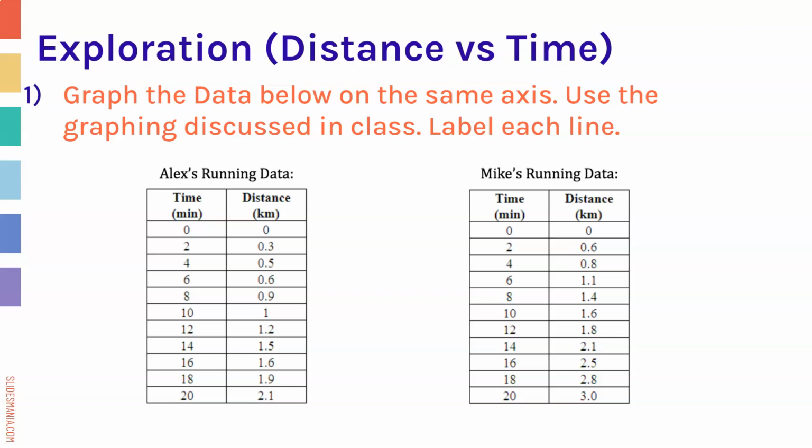You can pause the video here and leave this up on your screen and use the graph paper to plot Alex's running data and Mike's running data. Now, please do it as a plot graph, so like dots. Do not do a bar graph. Do not do anything else, just little dots on your graph and create your graph. So pause the video here and do that quickly.